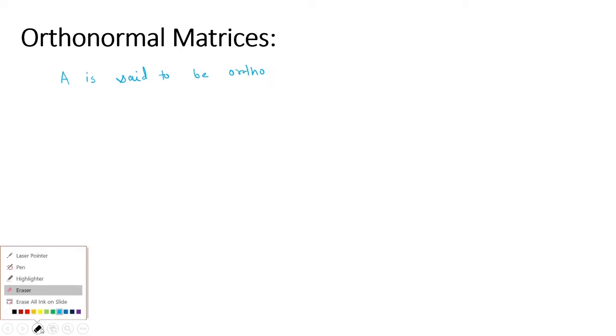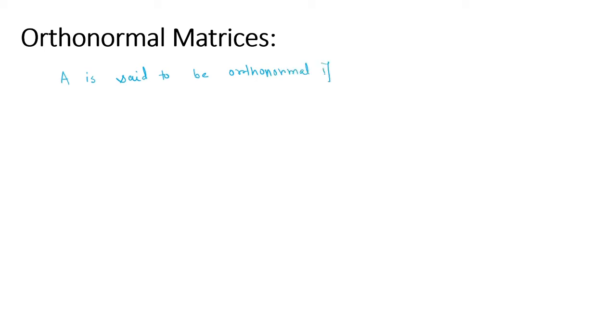Now let's talk about another important concept, the orthonormal matrix. Okay, so a matrix A, let's give the definition first. A matrix A is said to be orthonormal if and only if the set of column vectors are orthonormal.